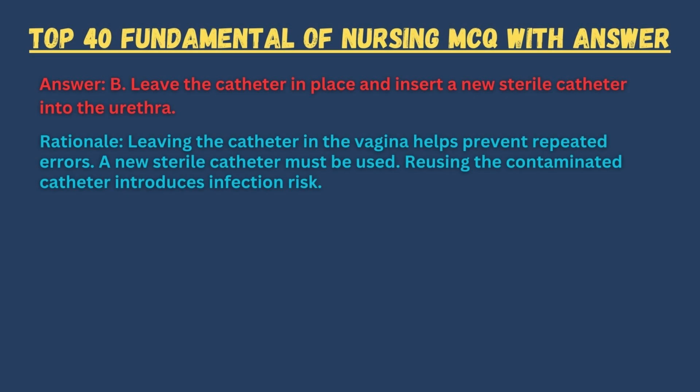Answer: B. Leave the catheter in place and insert a new sterile catheter into the urethra. Rationale: leaving the catheter in the vagina helps prevent repeated errors. A new sterile catheter must be used. Reusing the contaminated catheter introduces infection risk.